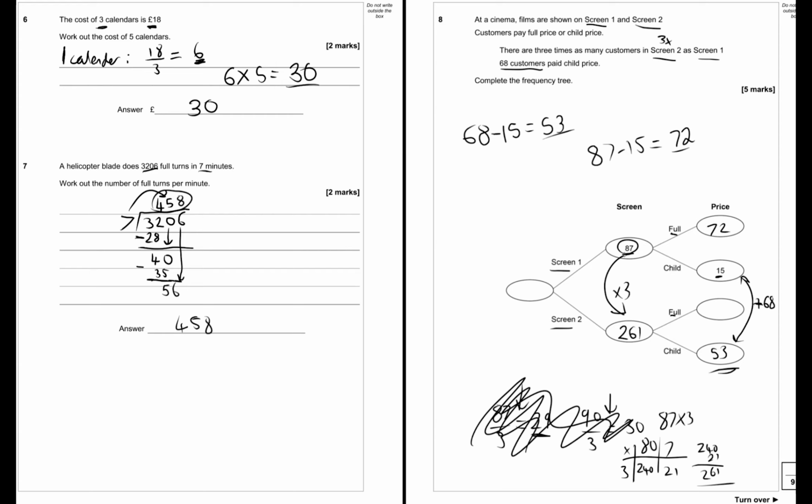And then we're going to do the same for this one. We're going to have to do 261 people in total minus the children, and that should give you 208. Okay, we're almost finished.